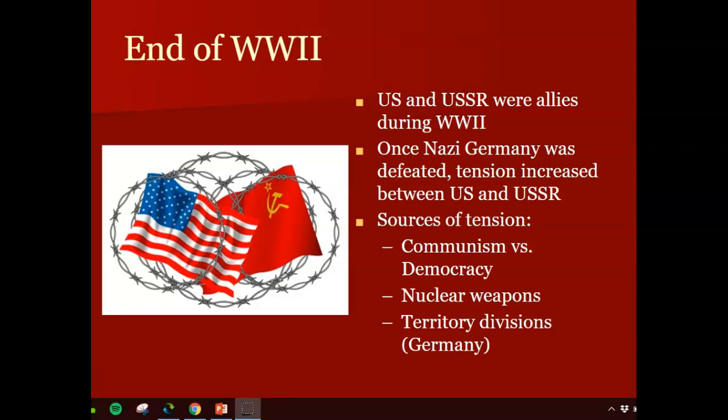There were also some disagreements over territory, what to do with Germany, for example. Some of that stuff was worked out, but in the end, it wasn't really worked out. There was sort of a temporary solution. And then there were other territorial divisions, like what to do with Eastern Europe and what kinds of systems should they have? Should they have more of an American system or a communist one?